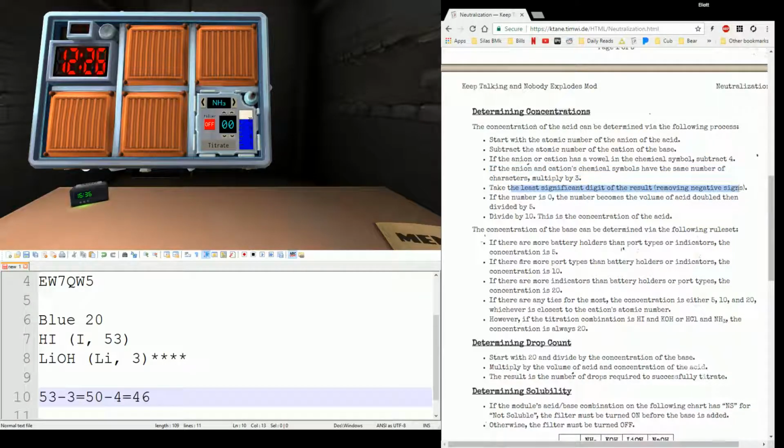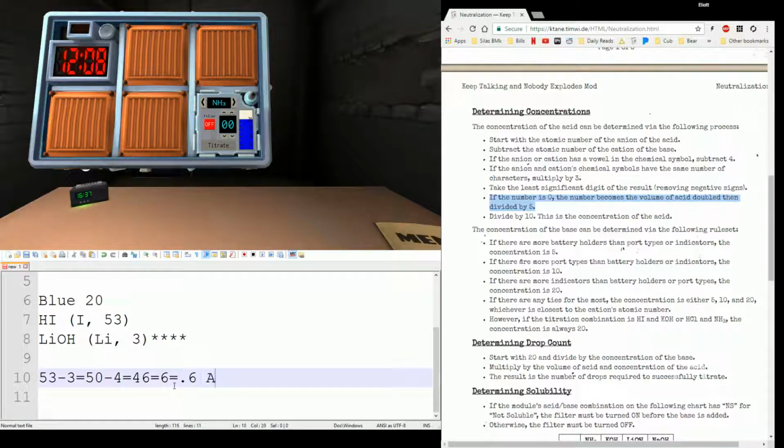Take the least significant digit. That's a 6. Your least significant digit, remember, is always the one on the right. The one with the least place value. If the number's 0, nope. Otherwise, divide by 10. So our acid concentration is 0.6.